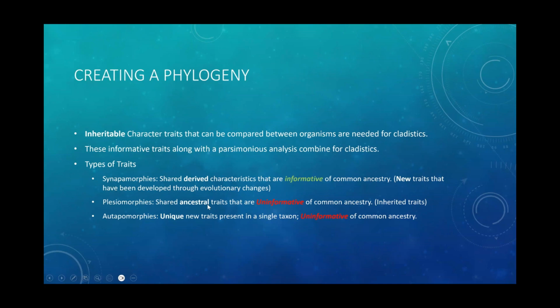plesiomorphies, which are shared ancestral traits, so they evolved first, and they are uninformative of common ancestry; and then autapomorphies, which are unique traits that are only present in a single taxon or single species. They are also uninformative. It's important to note that all phylogenies are hypotheses. There's nothing concrete about them.